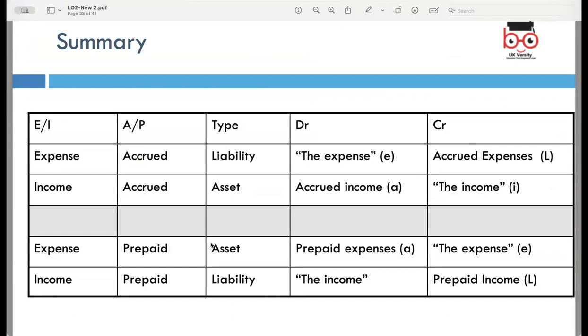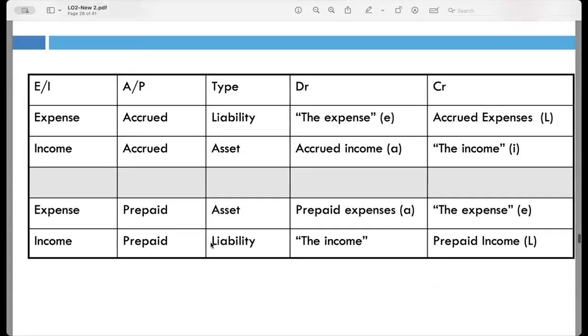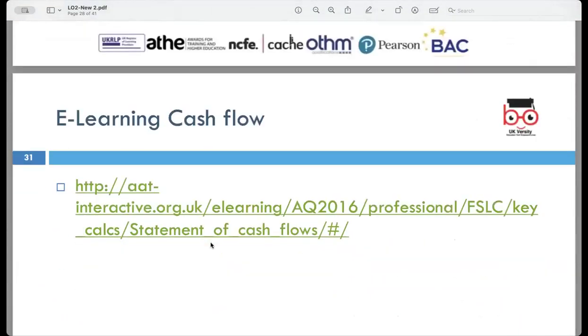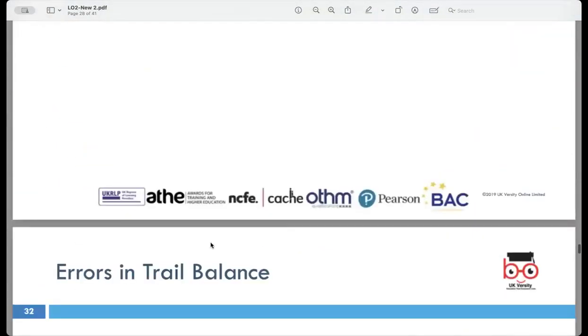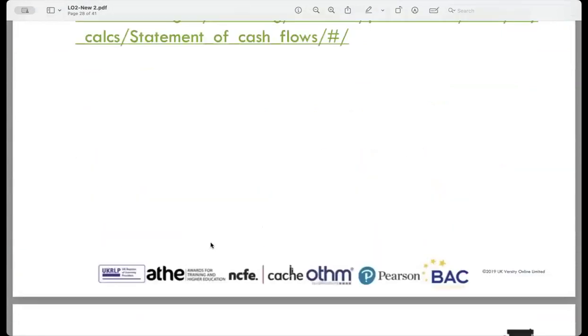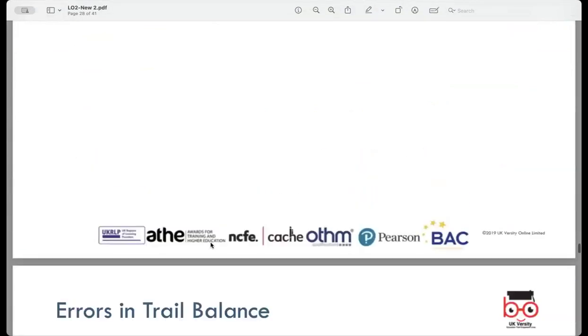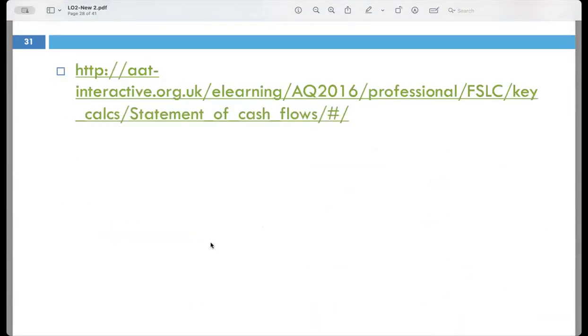So accruals and prepayments are essential concepts in accounting that ensure expenses and incomes are recognized in the correct accounting period, thereby accurately reflecting an entity's financial position and performance. You can visit this website for the statement of cash flows for further reading.